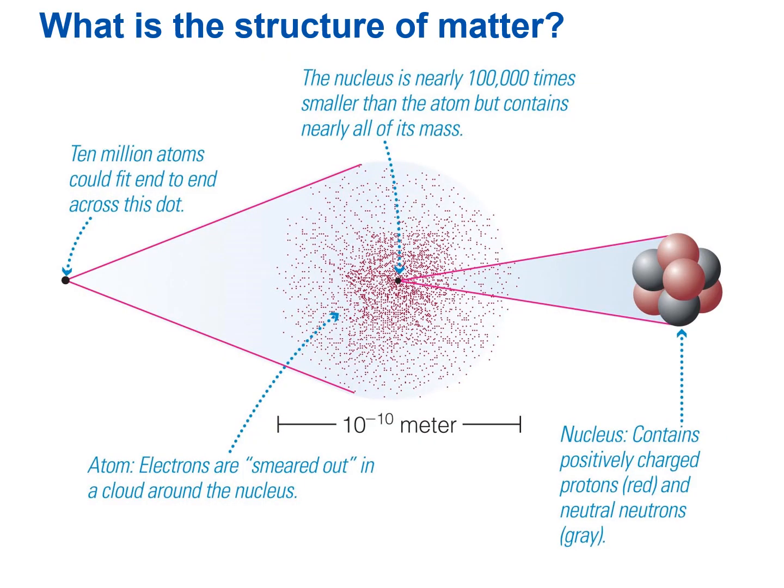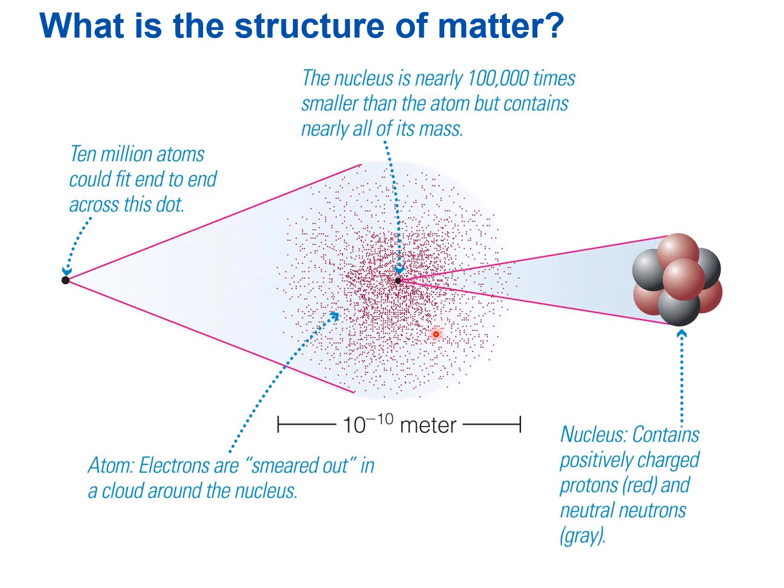So what is the structure of matter? Matter is made up of very tiny particles called atoms. And as you can see here, it says 10 million atoms roughly could fit end to end across this dot. So they're very, very tiny. Now, if we zoom in on this, pretending 10 million atoms across this dot, we zoom in and we're going to look at an atom.